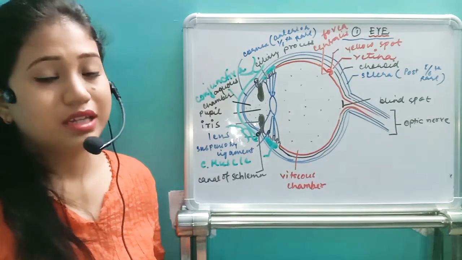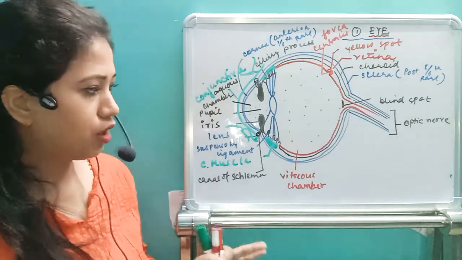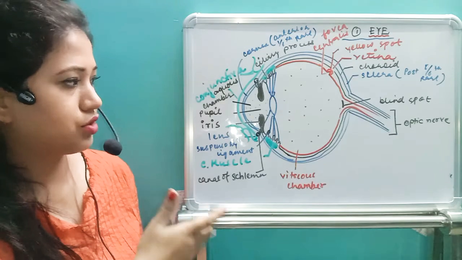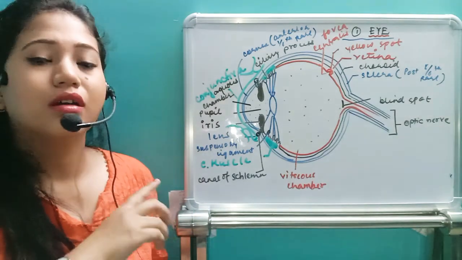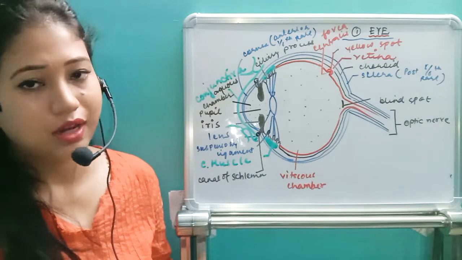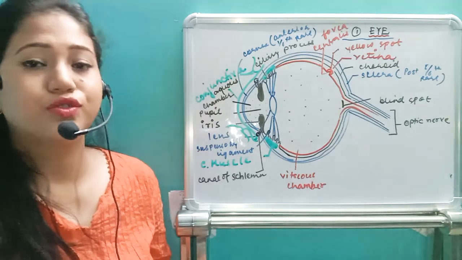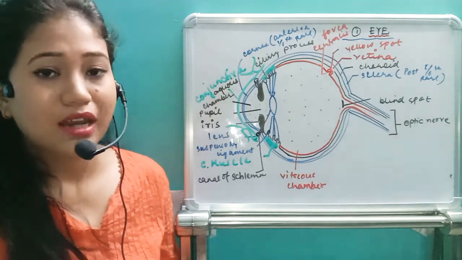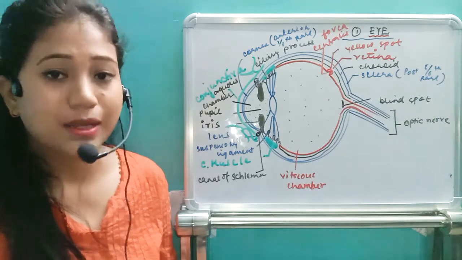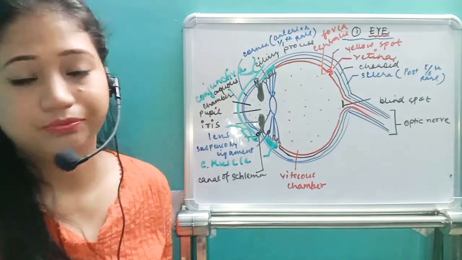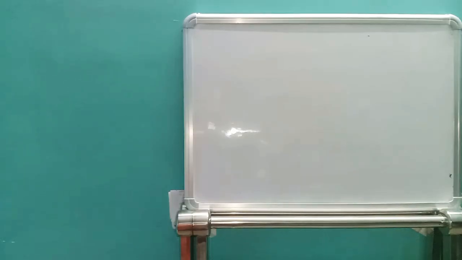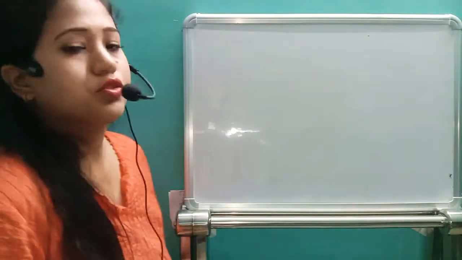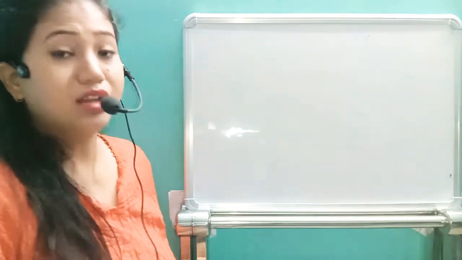Now after that we will see the mechanism of vision. So till now, just take a screenshot or see this picture, pause it and draw the picture by yourself. You will understand easily. So let's move to the next part, that is the mechanism of vision. How can we see? Okay, so let's see the mechanism of vision.